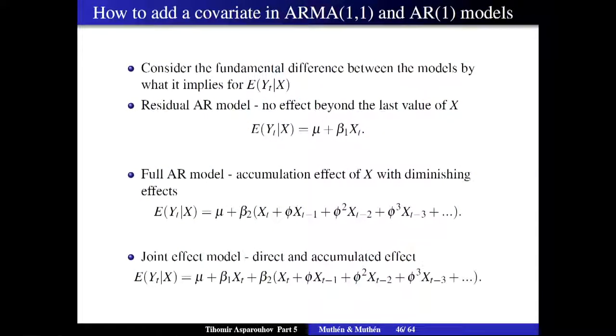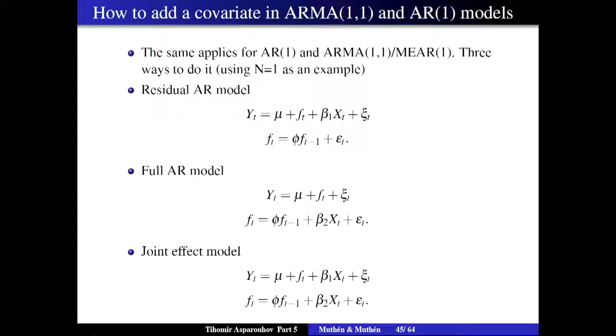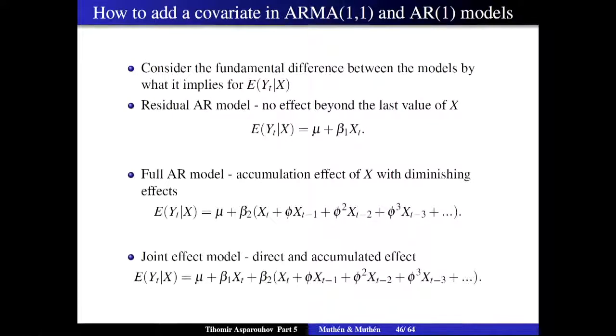Okay, so these are the three models, and just to understand a little bit about how they differ, we're going to consider the implications for the expected value of the dependent variable given the covariate. In the residual AR model, the expression is very simple. The mean of this process is 0, so the expected value of y given x is just mu plus beta x_t. That's the appeal of this residual AR1 model. This conditional expectation resembles much more the standard regression model, so it's very easy to interpret.